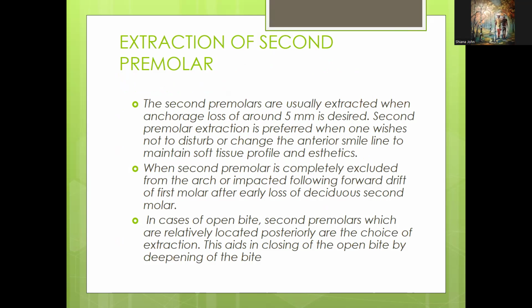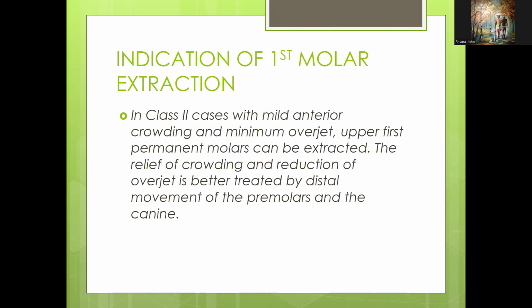Extraction of second premolar. The second premolars are usually extracted when anchorage loss of around 5 mm is desired. Second premolar extraction is preferred when one wishes not to disturb or change the anterior smile line, to maintain the soft tissue. When the second premolar is completely excluded from the arch, it is also extracted. In cases of open bite, the second premolars, which are relatively located posteriorly, are the source of extraction. This aids in closing the open bite by deepening the bite.